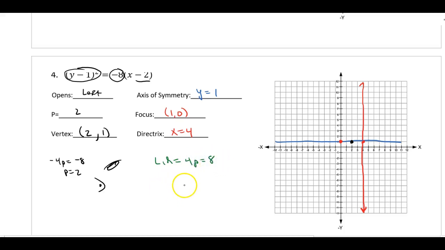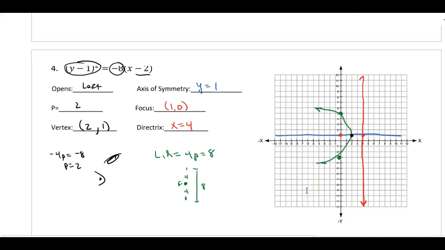So if the length of my latus rectum is 8, here's my focus. Now remember, this opens left, so I'm going to go up and down. How much? Well, if the length of this is 8, that means this side has to be 4 and this side has to be 4. So I'm going to go to my focus, go up 4, down 4, and now if you look, that will give me a good idea of how wide the parabola would be. Okay?